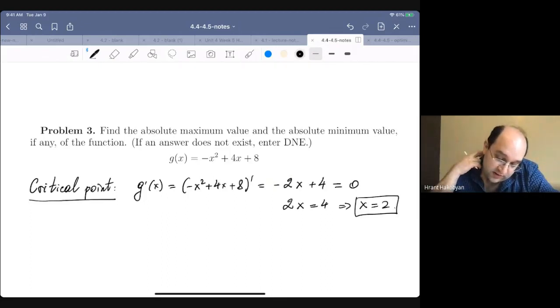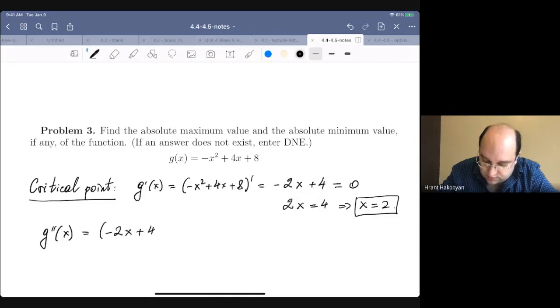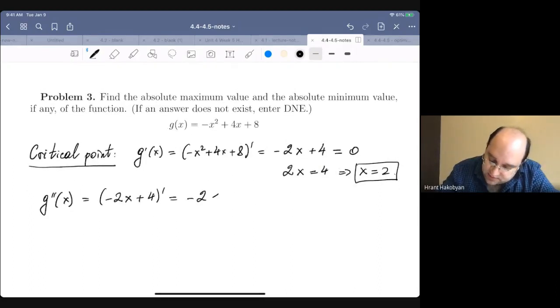And I want to find if I have a maximum or a minimum at that point. So let's take the easy way, which is the second derivative test. So let's take the second derivative. The second derivative of my function is the derivative of this expression here, the derivative of the derivative, so it's negative 2x plus 4, prime. So it's just negative 2, right? And that's less than 0.